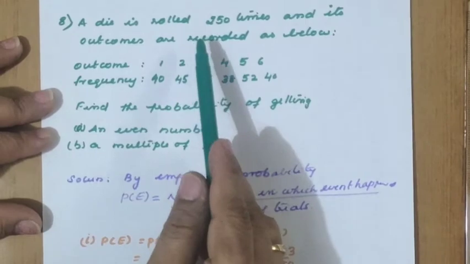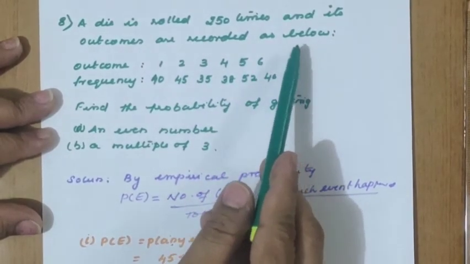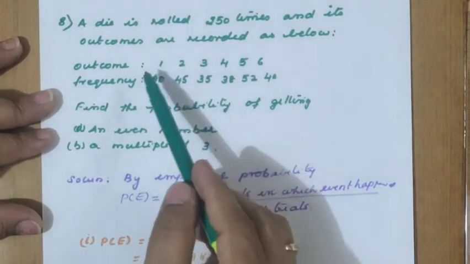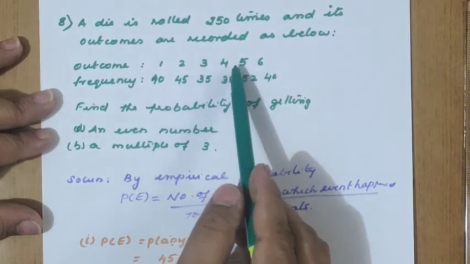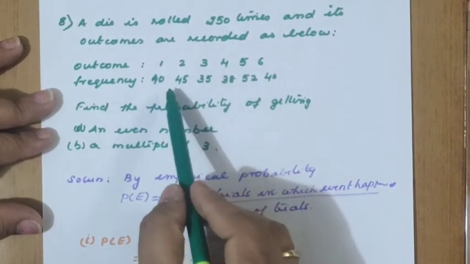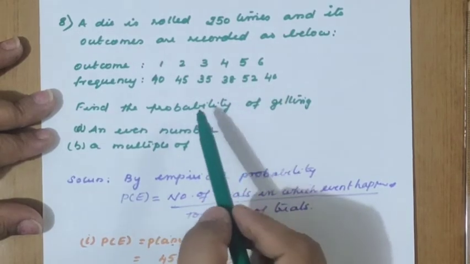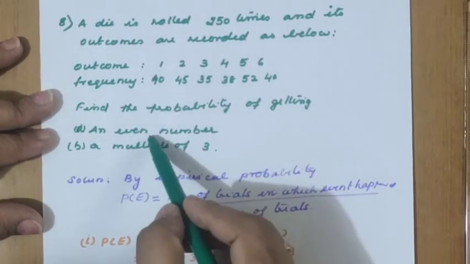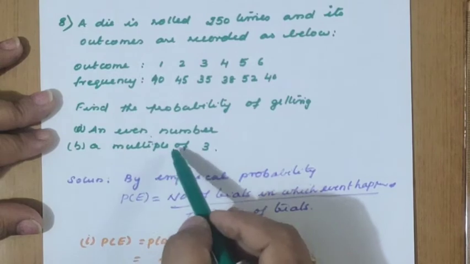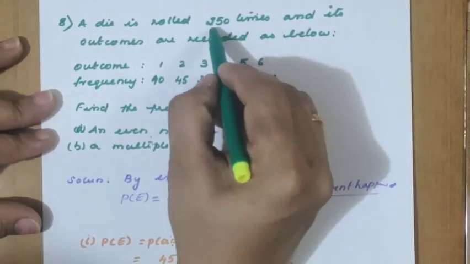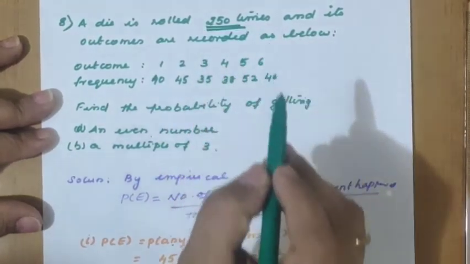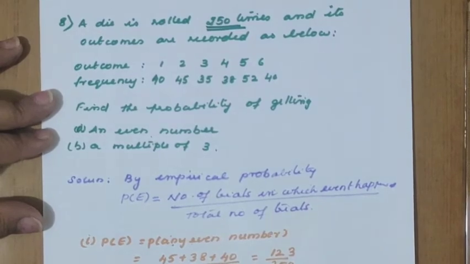Question number 8. A die is rolled 250 times and its outcomes are recorded as below. Outcomes 1, 2, 3, 4, 5, 6. Frequency 40, 45, 35, 38, 52, 40. Find the probability of getting an even number, and the second is a multiple of 3. So the total number of trials is equal to 250.